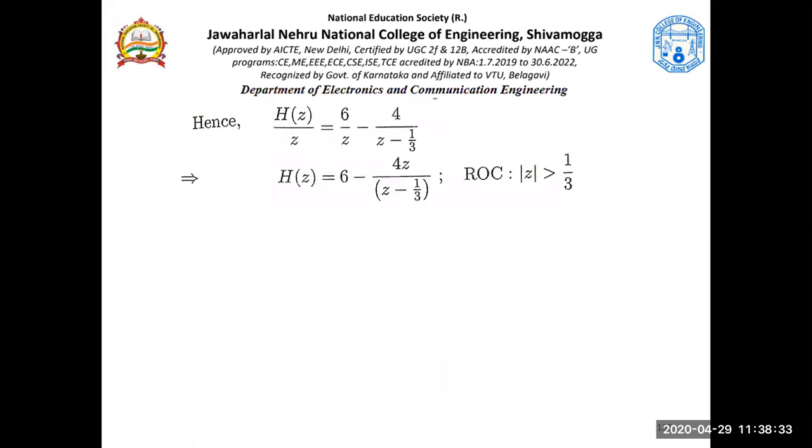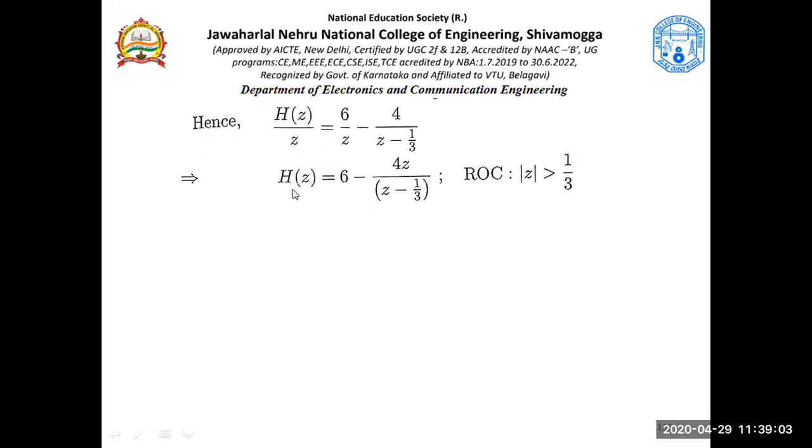So h of z by z would look like this. So h of z, by taking the z on the right hand side, would become this. The z and z get cancelled, so we'll be left with 6. And here you have 4 into z by z minus 1/3 with region of convergence z greater than 1/3. Since this region of convergence is outside the circle with radius 1/3, what would be the inverse z transform? Looks like this.